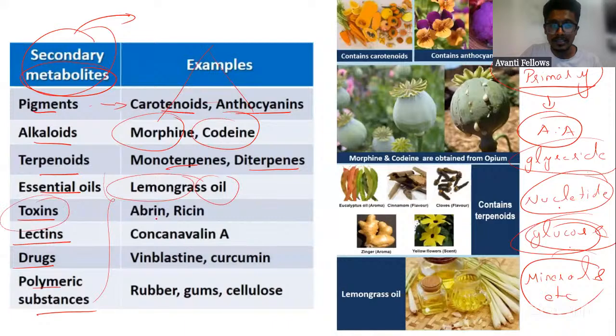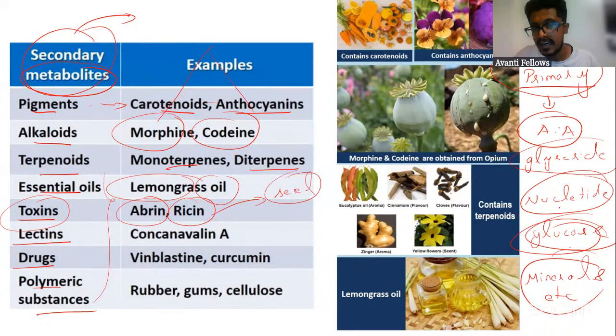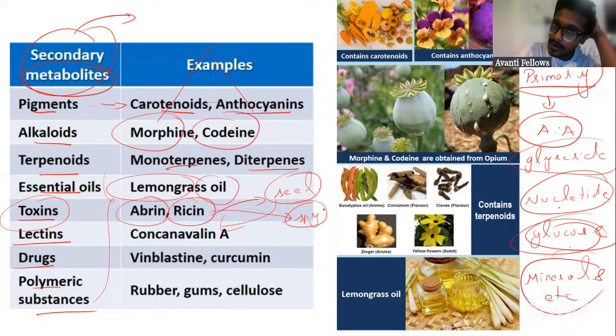Next one, you have toxins. You have arbutin and ricin. Ricin is one of the deadly seeds. The ricin seed contains a compound called ricin. This is used by spies. Maybe all of you are very interested in spy movies. RAW, the intelligence agency, or NSA, you have FBI. If they want to kill somebody they don't like, the best option is ricin.